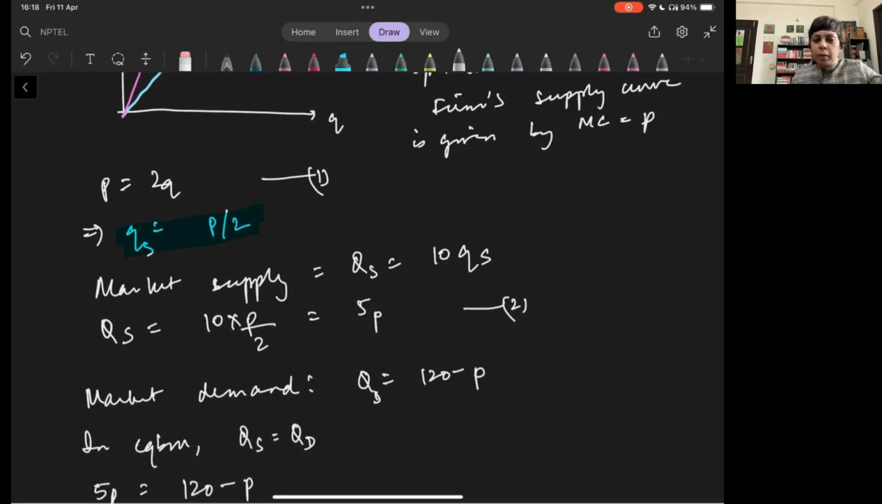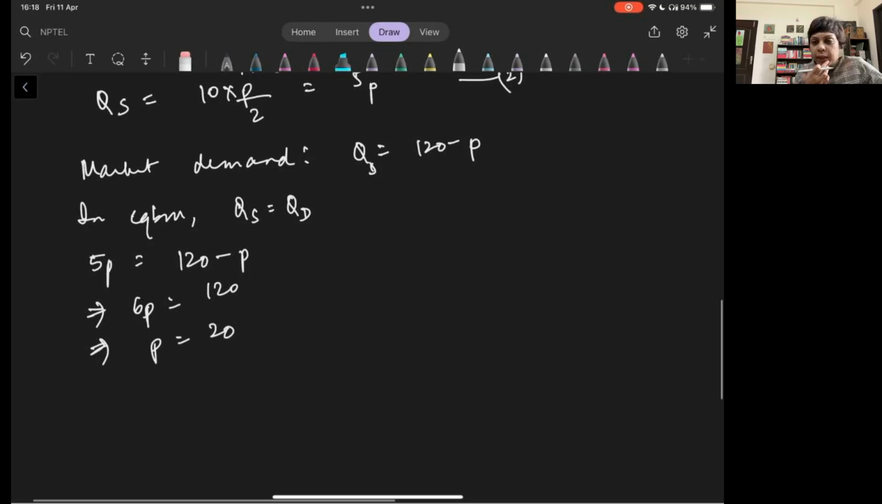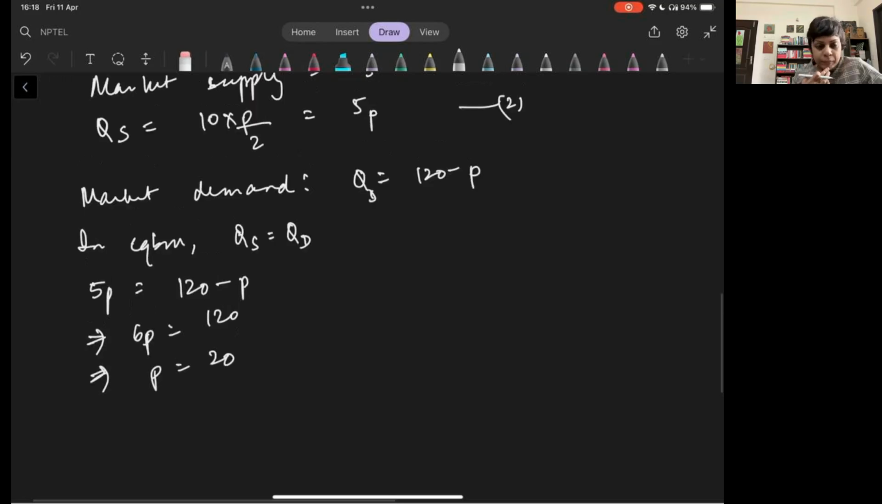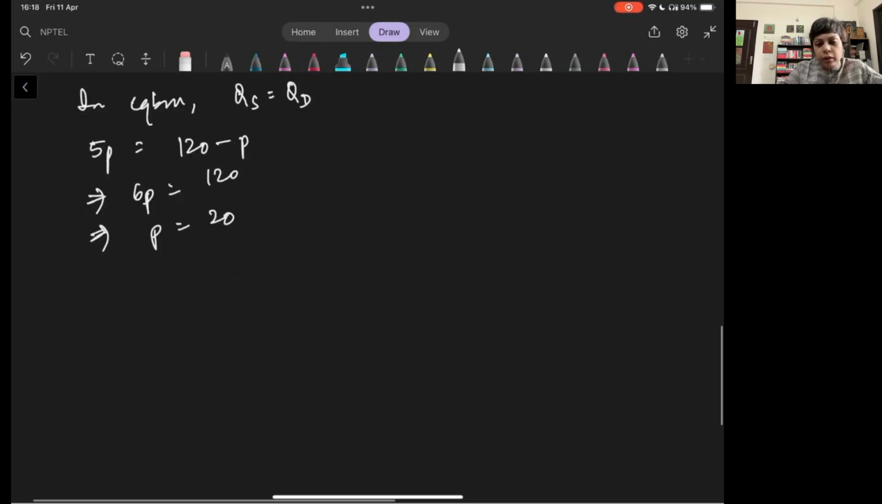Right? Okay, madam. That's why we took the marginal cost curve and we derived the individual firm's supply function. So therefore market supply is nothing but 10 times small QS, that is P by 2. That is 5P. So QS is equal to 5P is the market supply function. So you equate QS equal to QD, you get P is equal to 20.